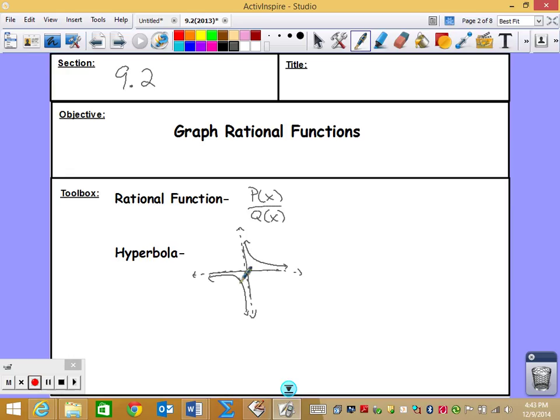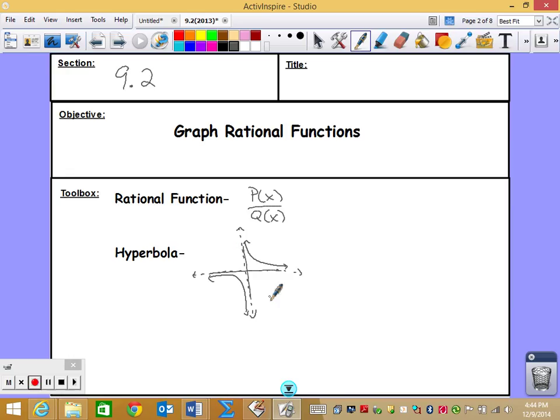That's not a true statement overall. We only graph simple rational functions in Algebra 2. If you guys take pre-calc or go on to some upper level math, then you'll graph some things that graph in quadrant 1 and quadrant 2. But for us, they're always going to be in opposite quadrants. So quadrant 1 and 3 or quadrant 2 and 4.